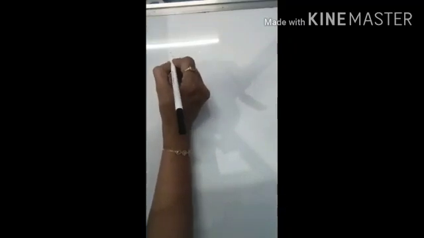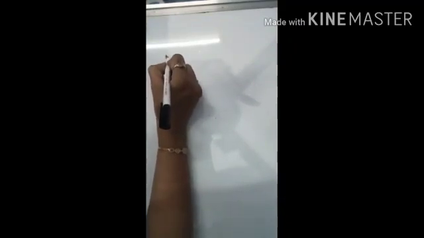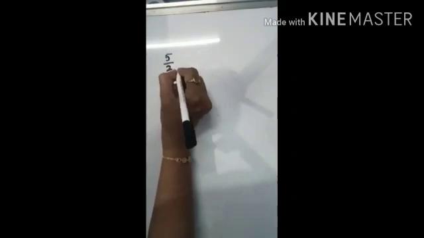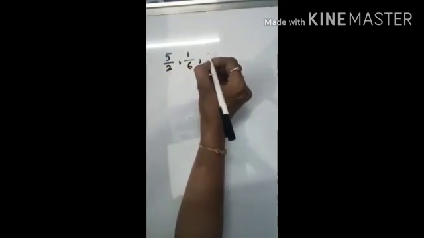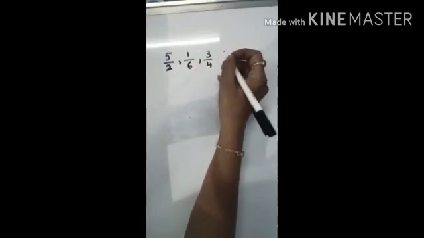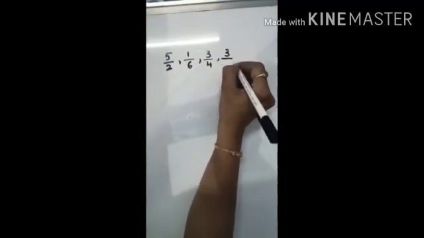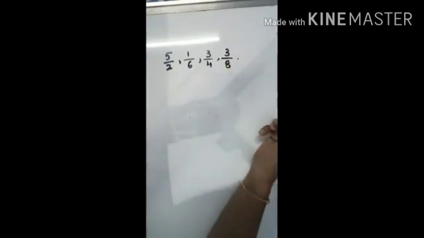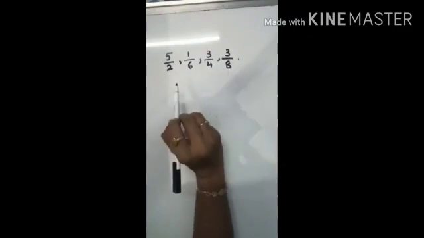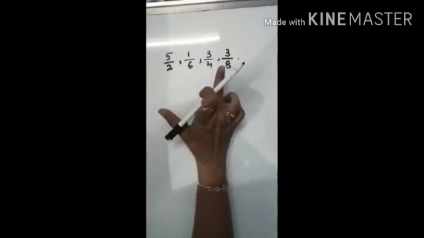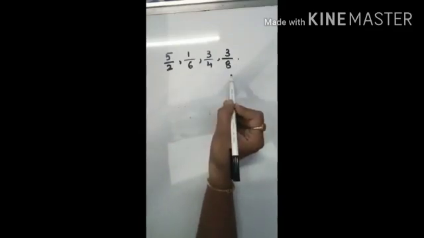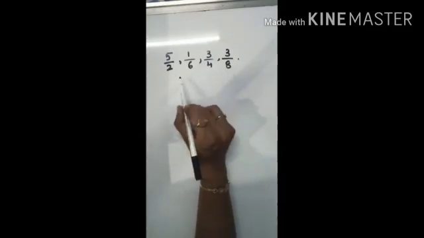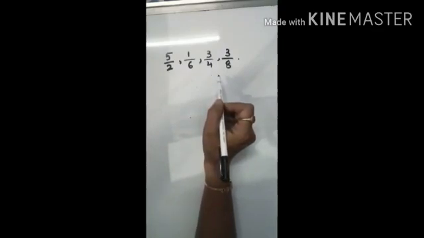Now there are a set of fractions, that is 5 by 2, 1 by 6, 3 by 4 and 3 by 8. There are 4 given fractions. All of the denominators are different, 2, 6, 4, 8. So these are called unlike fractions. When the denominators are not same, the set is called unlike fractions.